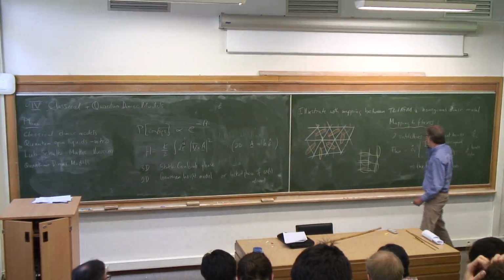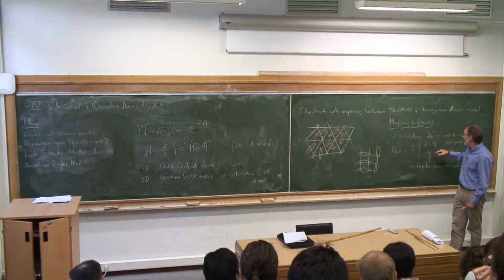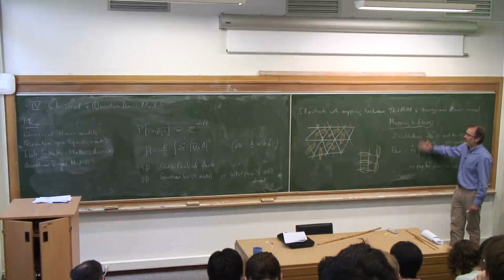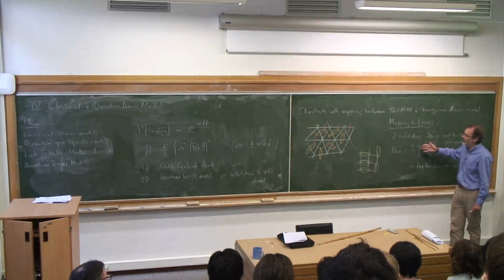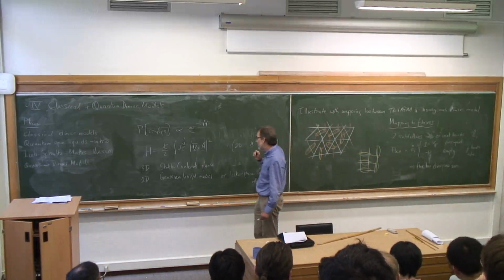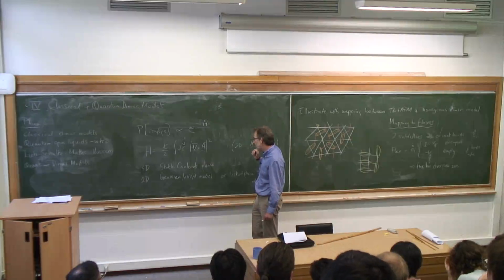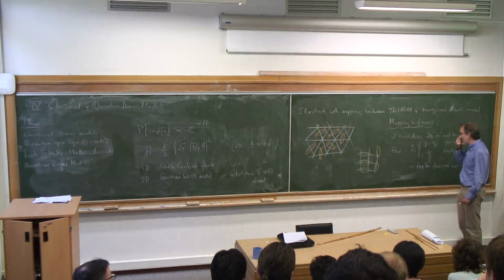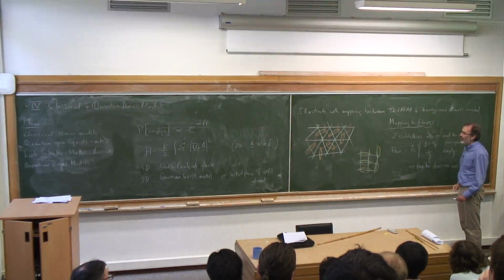Maybe a minor comment to make. Here I've described things entirely in terms of fluxes, and we can use the flux idea either in 2D or 3D. When I talked about the triangular lattice Ising antiferromagnet, I talked in terms of height fields.